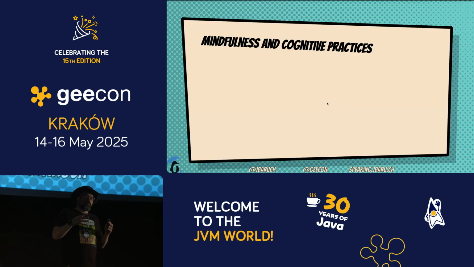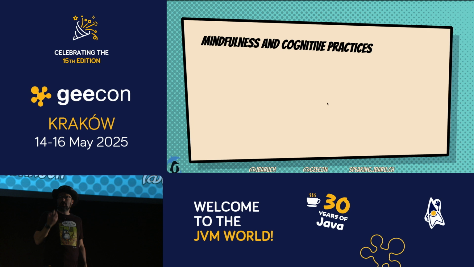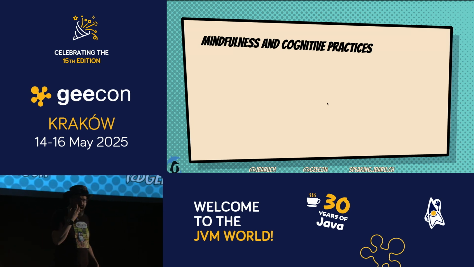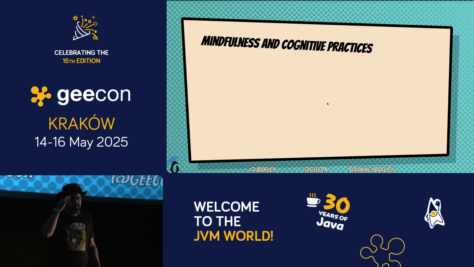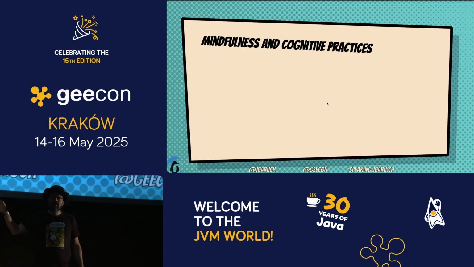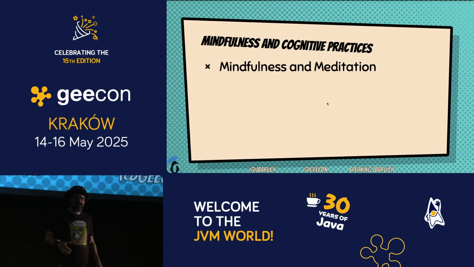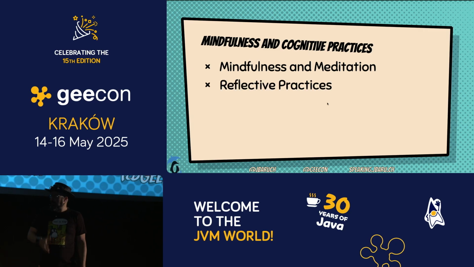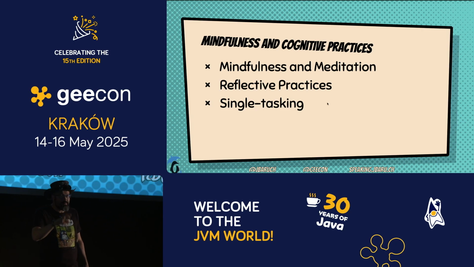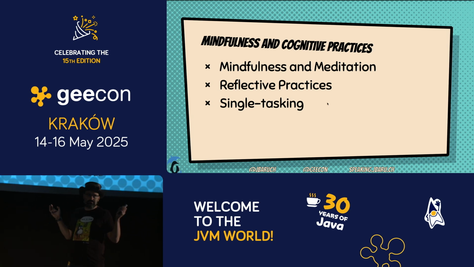All right, what else? Mindfulness and cognitive practices. This sounds like hippie bullshit, but now that we know that we have a battery in our brain, proved by science, wouldn't it be worth taking care of it and making sure that we get the most out of it? Stuff like meditation, reflective practices, single tasking, forcibly thinking about one thing at a time. This stuff sounds like hippie mumbo jumbo, but it actually works.